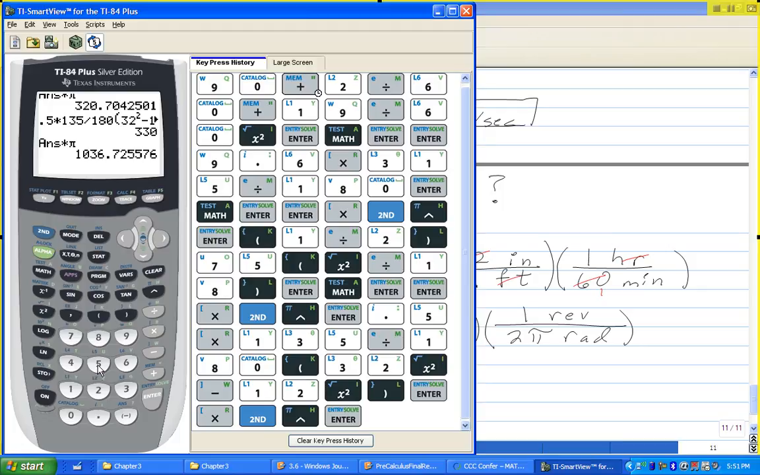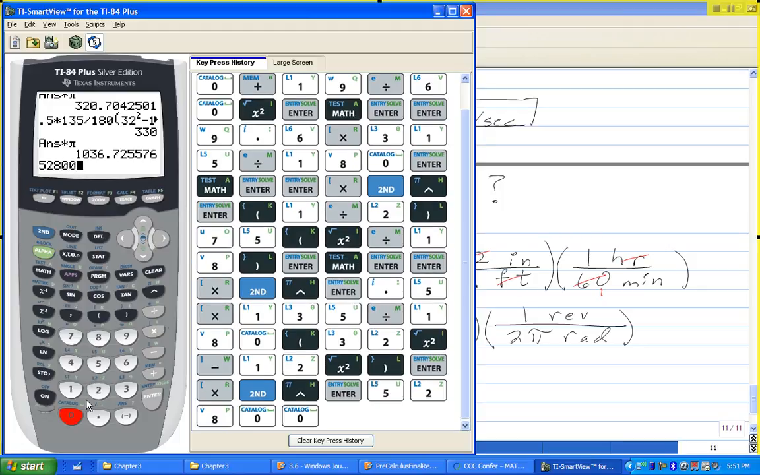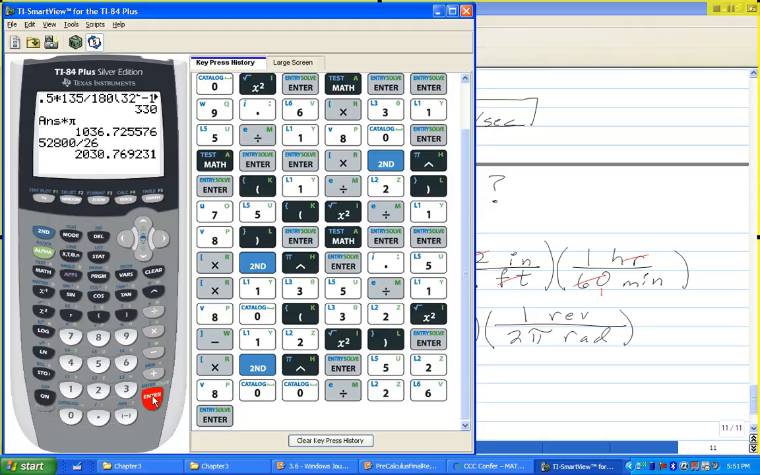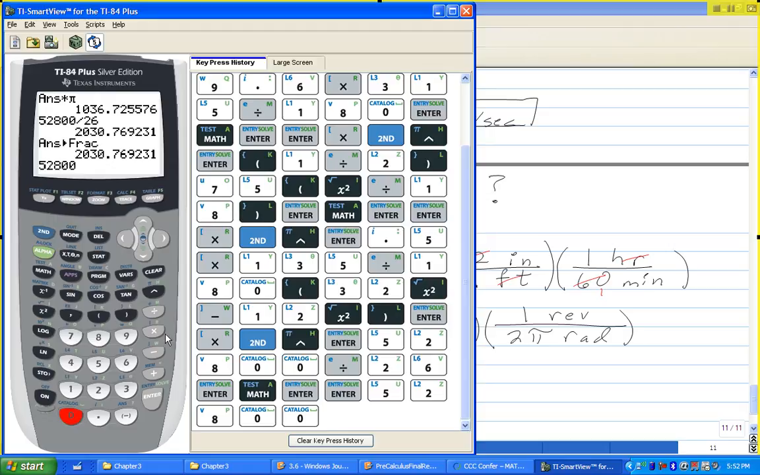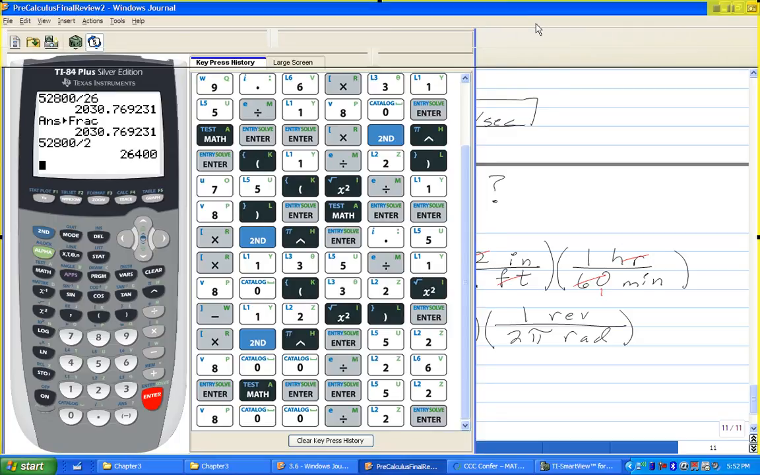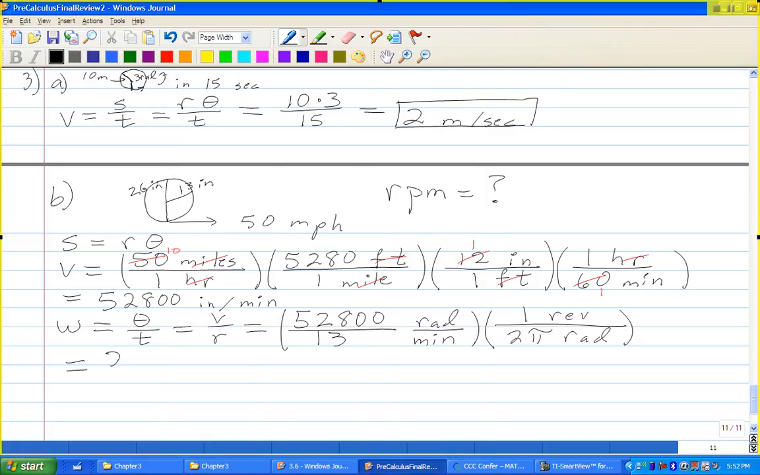52,800, obviously divided by 26. See if I can. No, it's not. Of course not. You can of course do that over 13. Yeah, whatever. 52,800 divided by 2 is 26,400 over 13 revolutions per minute.